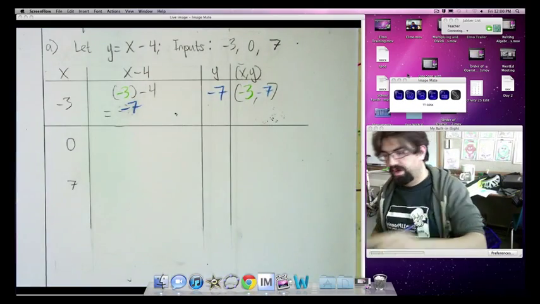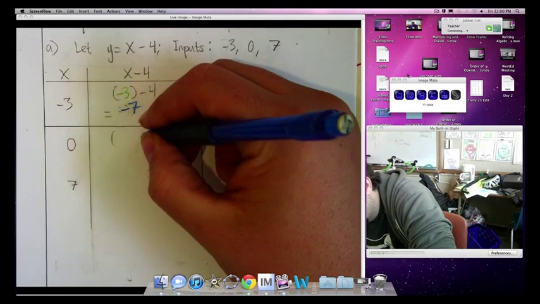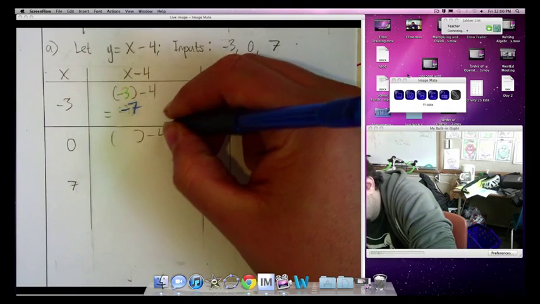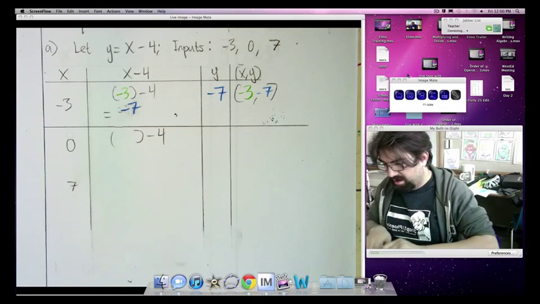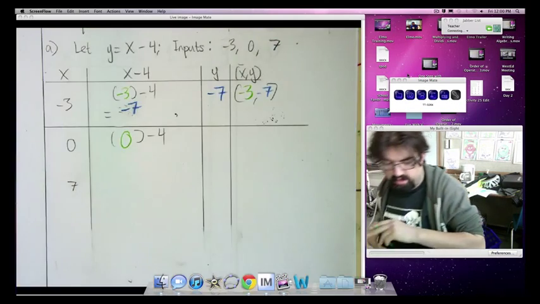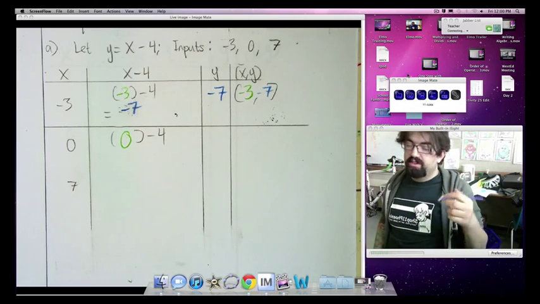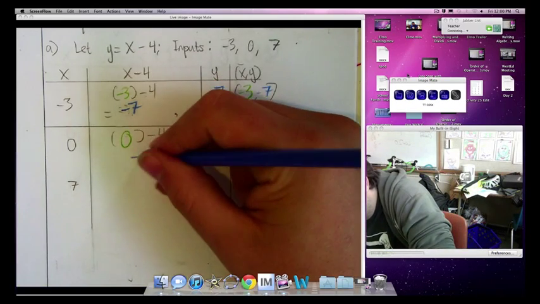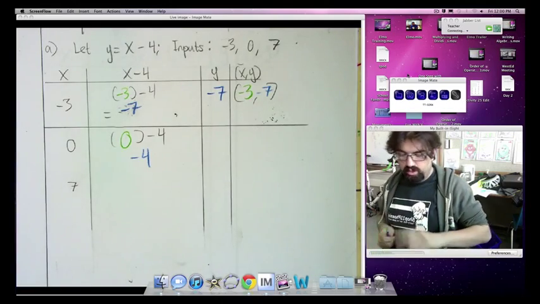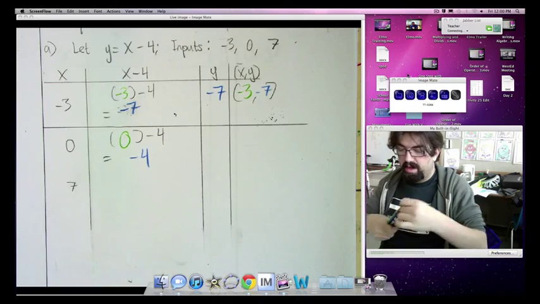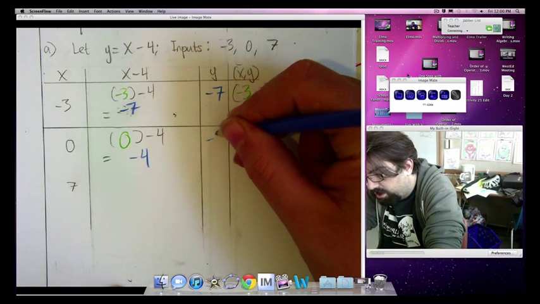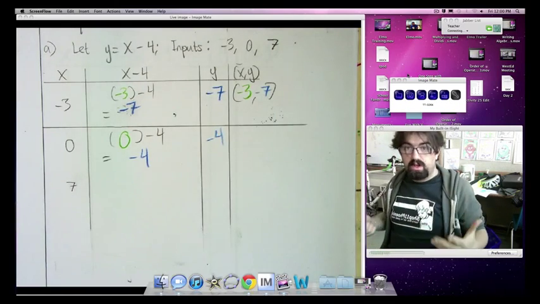Now let's plug 0 in. Again, I always start with parentheses, -4. So wherever there's an x, I'm going to put a set of parentheses. I'm plugging in 0. 0 minus 4 is -4. So this is equal to -4. Cool. So my range, or my output, is -4. So -4 is in the range.